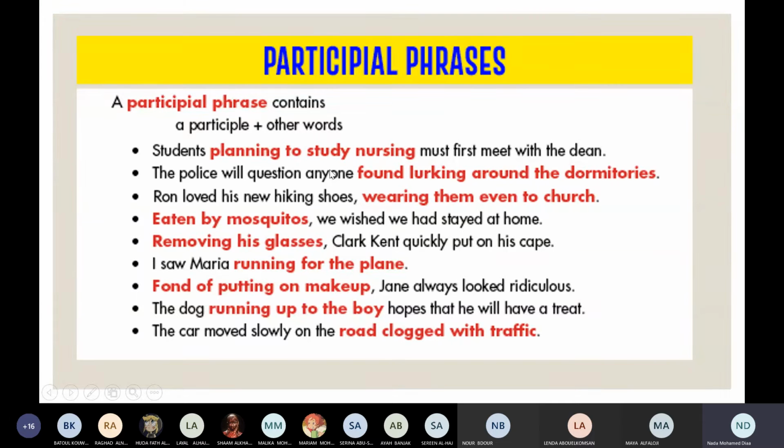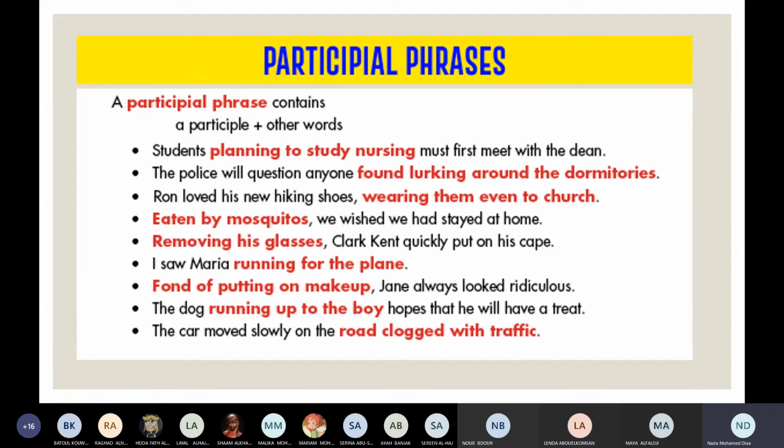The police will question anyone. Who is anyone? Anyone found looking around the dormitories. Ron loved his new hiking shoes, wearing them even to church. Fond of putting on makeup, Jane always looked ridiculous. I saw Maria. How was Maria doing? Running for the plane. Okay, girls.